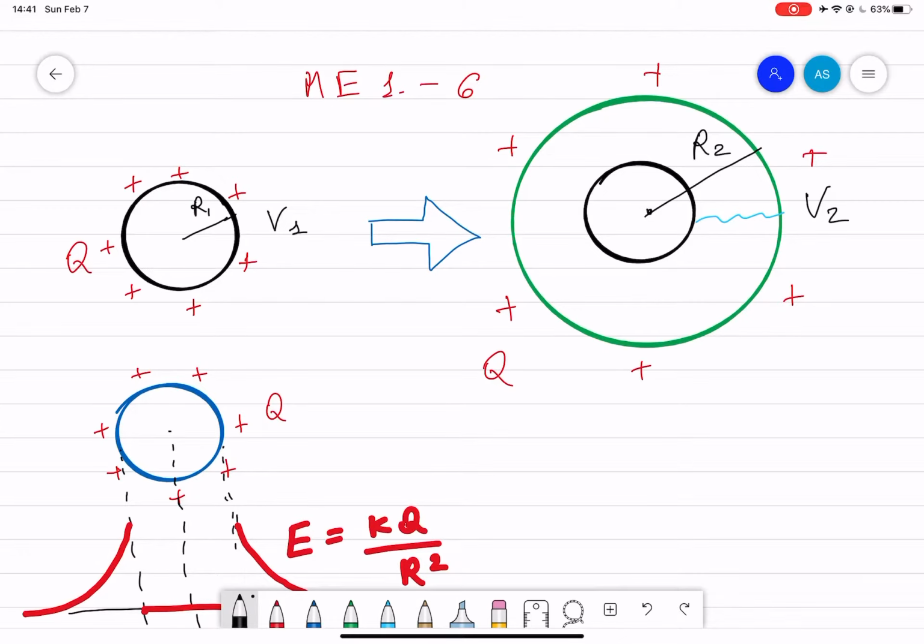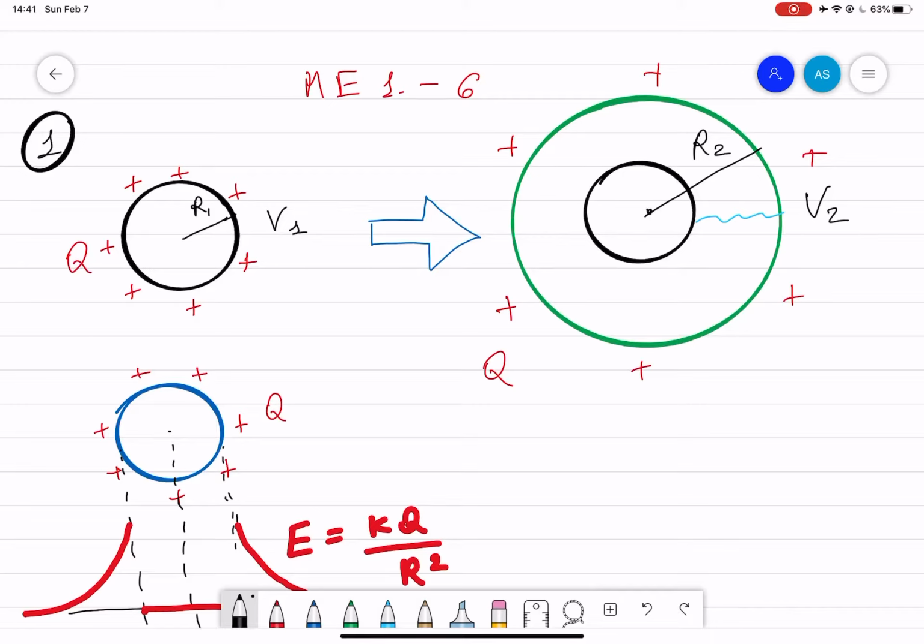Now, first of all, let's divide this into parts. In the first part, we can see that we have a sphere with R1 and it's charged. So let's say it has a certain charge Q, and the electric potential on it is V1.